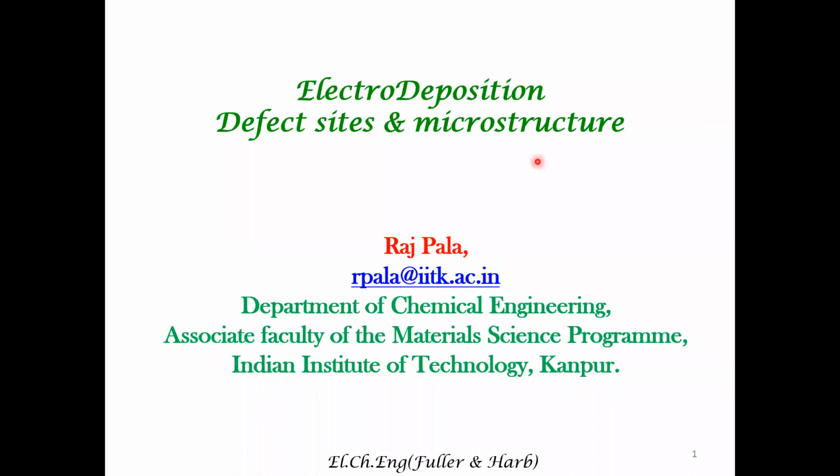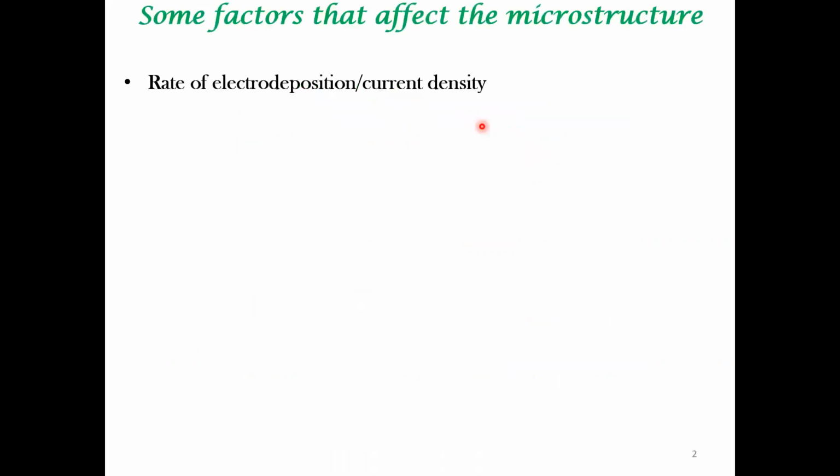In this lecture, we will look at how the defect sites on the electrode surface affect the microstructure of the electrodeposit. There are many factors that affect the morphology or the microstructure of the electrodeposit. One of the major influences is the rate of electrodeposition.